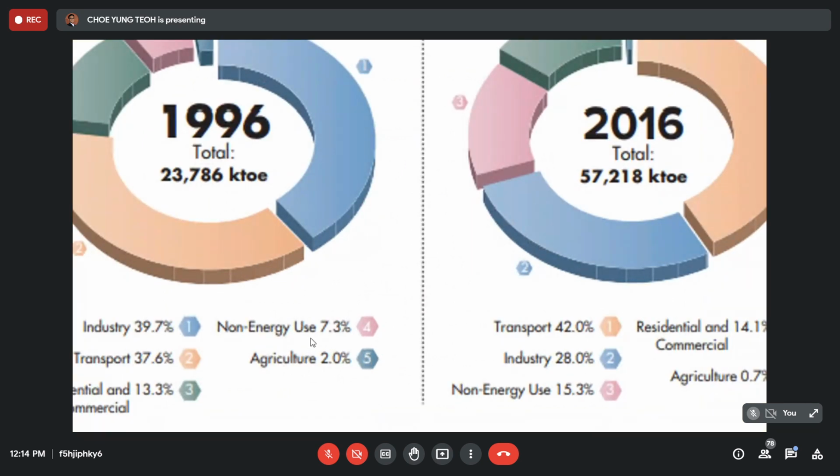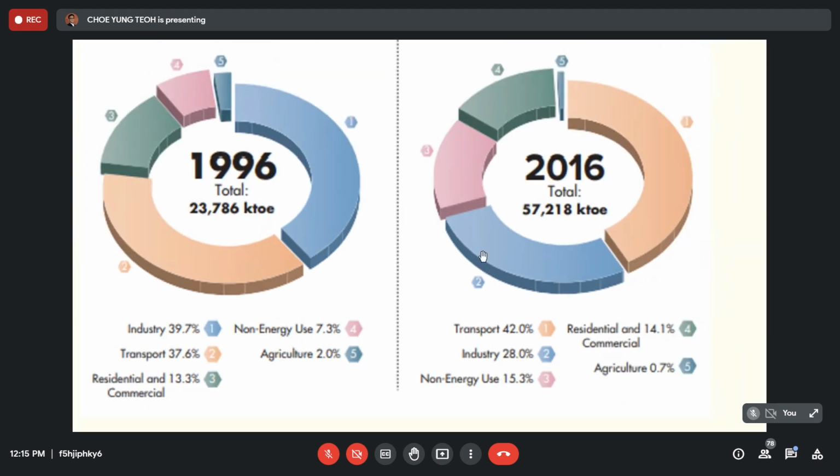Non-energy use means that you use energy for a non-energy application. What do we mean by non-energy application? For example, petroleum is energy. Maybe you can use petroleum to make lubricant oil or wax or other petroleum-based products. You use energy to do a non-energy activity. We call it non-energy use, which contributes 7.3%.